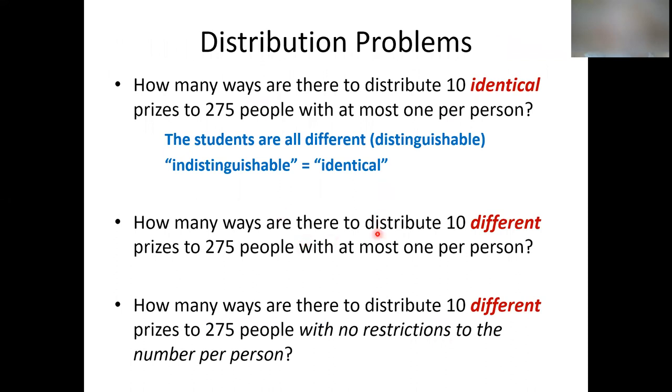So these are the two cases, which we just answered. They both had a constraint of at most one per person, but they differed by whether the prizes were the same, so all that mattered is the set, or different, in which case it mattered what the ordering was. And now, what if you remove this constraint?